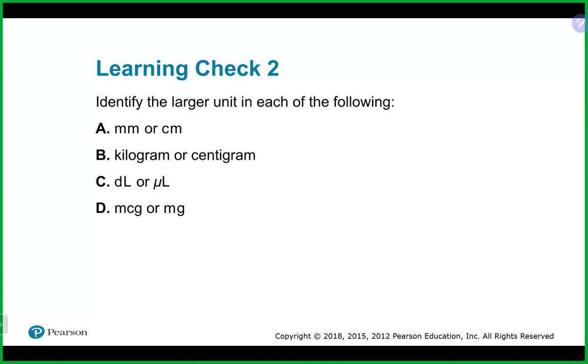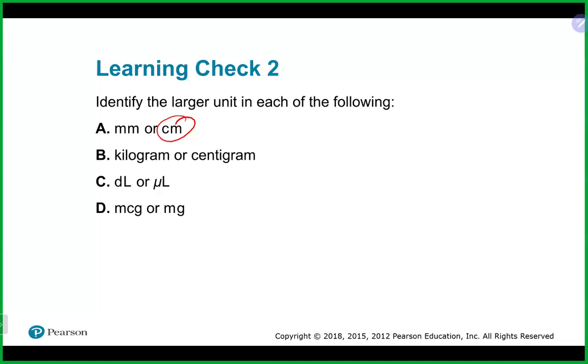Okay, so let's take a look. Millicenti, we're looking for the larger one. So a centimeter is going to be larger. Again, if you just think about a ruler, the smaller markings on the bottom are millimeters. The ones that have numbers, which are the larger markings, are centimeters.